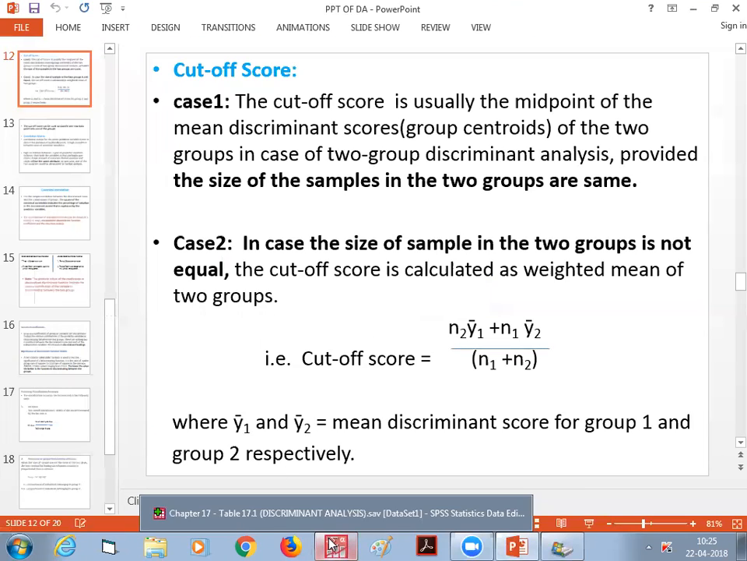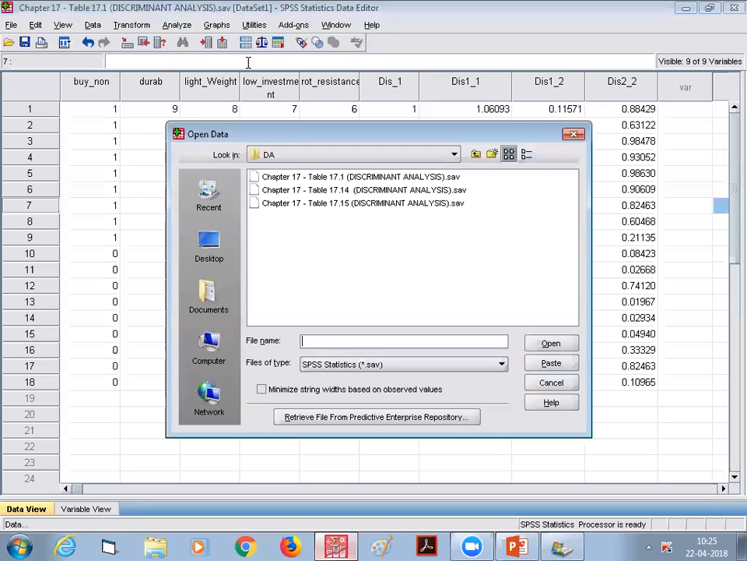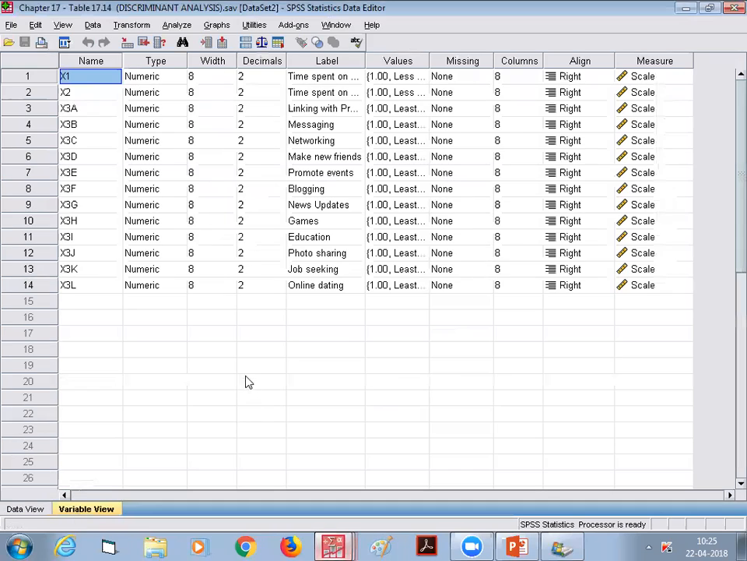Okay, so I'll do one more example if you want. Okay, so this is the data, bigger data. Look at this one. What is this one? There are 7 variables.